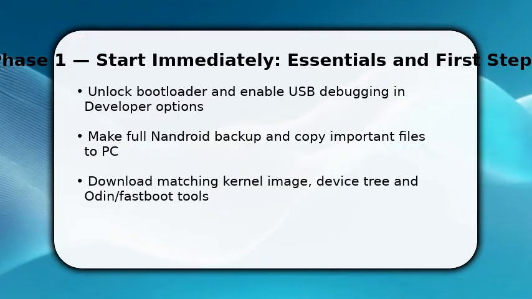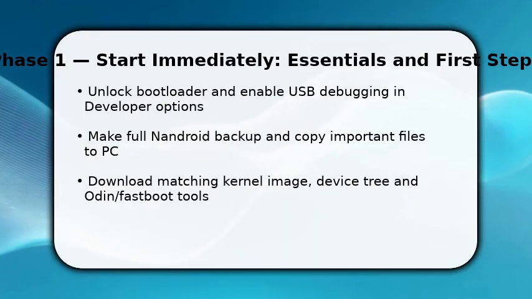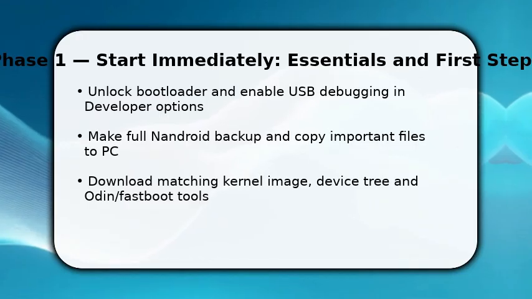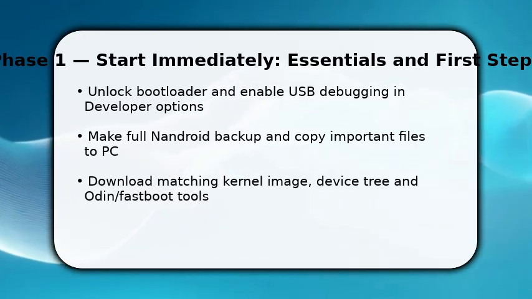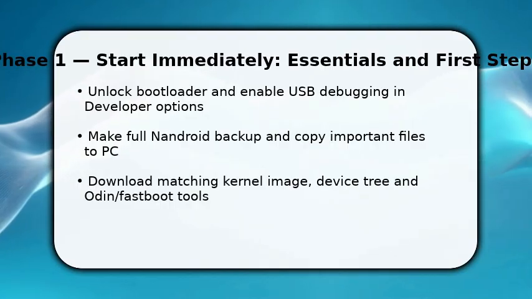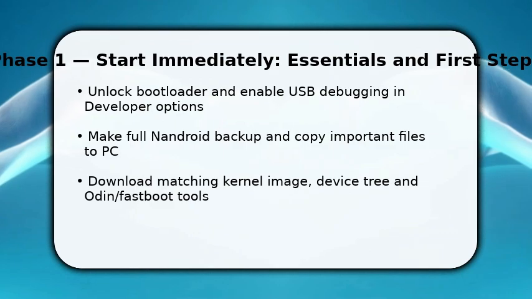Enjoy the video. You start by preparing the device and securing your data. First, unlock the bootloader and enable USB debugging. This lets the PC flash images. Once done, create a full Nandroid backup from recovery and copy important files to your computer so you can restore if needed. Also, download the correct kernel image for your exact device variant, the device tree if required, and the appropriate flashing tool, Fastboot or Odin, so you're ready to flash without delays.